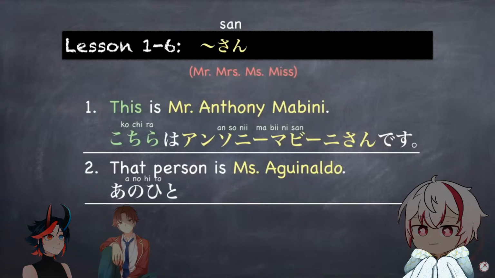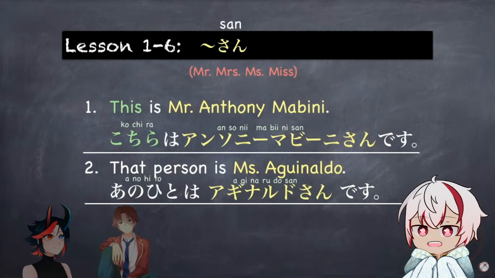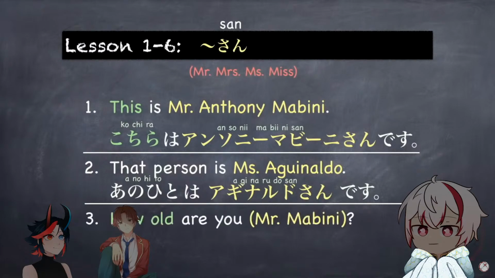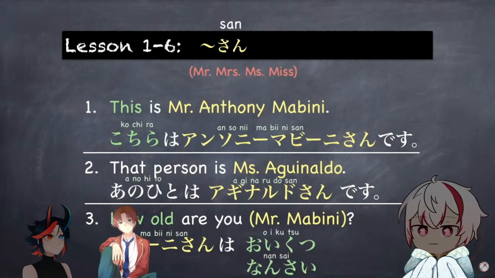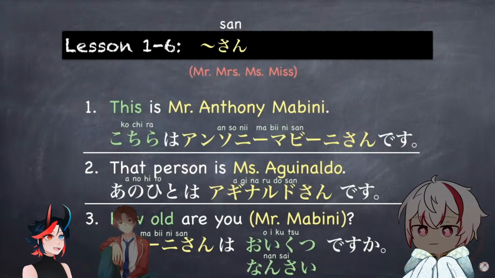Ano hito wa Aguinaldo san desu. So whether it's female, male, again, Mr., Mrs., Miss, they're all the same. You only need one word for this in Japanese, and that is san. Another example is, how old are you, Mr. Mabini? Or how old are you? If you're talking to a person named Mr. Mabini, Mabini-san wa oikutsu or nansai desu ka? So this is how old in Japanese. So you know that you in Japanese is anata, but when you're not very close to someone you're talking to, you address them with their names.